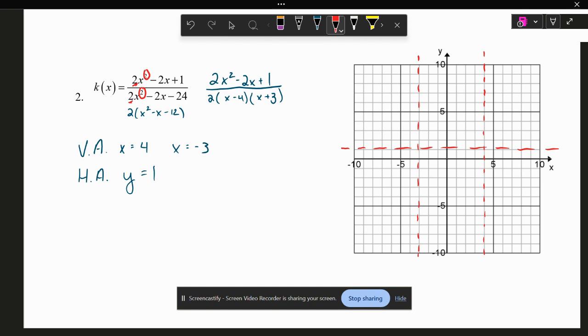So, not to confuse anyone, but a horizontal asymptote is an asymptote that you can possibly cross in certain situations. Everything else your lines will never touch. Horizontal asymptote's a little weird. Sometimes it will and sometimes it won't. So we're going to have to figure out what the shape of this looks like.